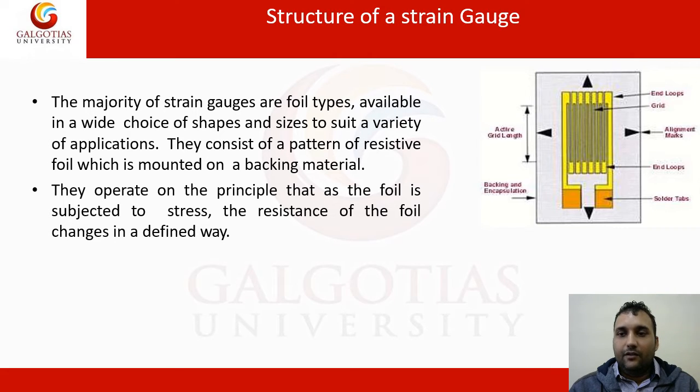This is the end lobe. This is just one structure of strain gauge. This is the active grid length. This one is also the active grid length. This is the end lobe. This is the solder circuits. They operate on the principle that as a foil is subject to stress, the resistance of the foil changes in a defined way.